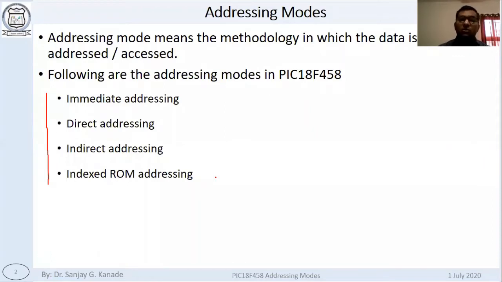Now, you may or may not be familiar with the names, but it doesn't really matter because we are going to see all these four in detail, one by one. And in fact, I would suggest that you forget whatever you have learned, or if the names sound some bells in your head, then just keep that aside and we will see this separately right now. So the first one is immediate addressing mode.